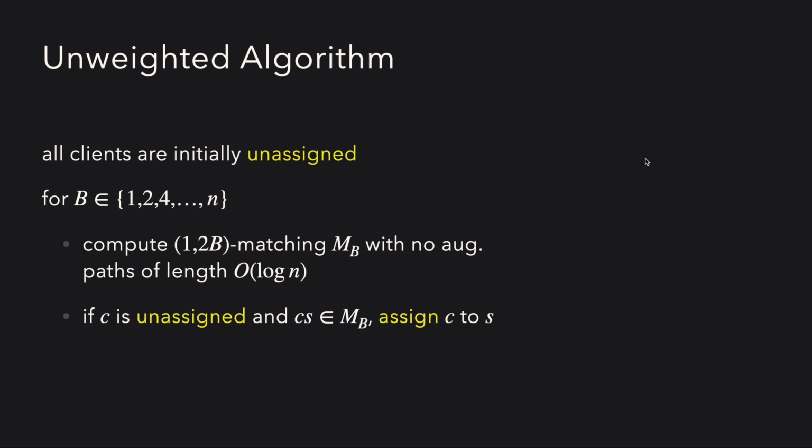Because all clients are assigned in the first iteration where b is at least b star, the load of any one server can just be written as a geometric sum up to 4b star, proving that the approximation ratio is a constant.